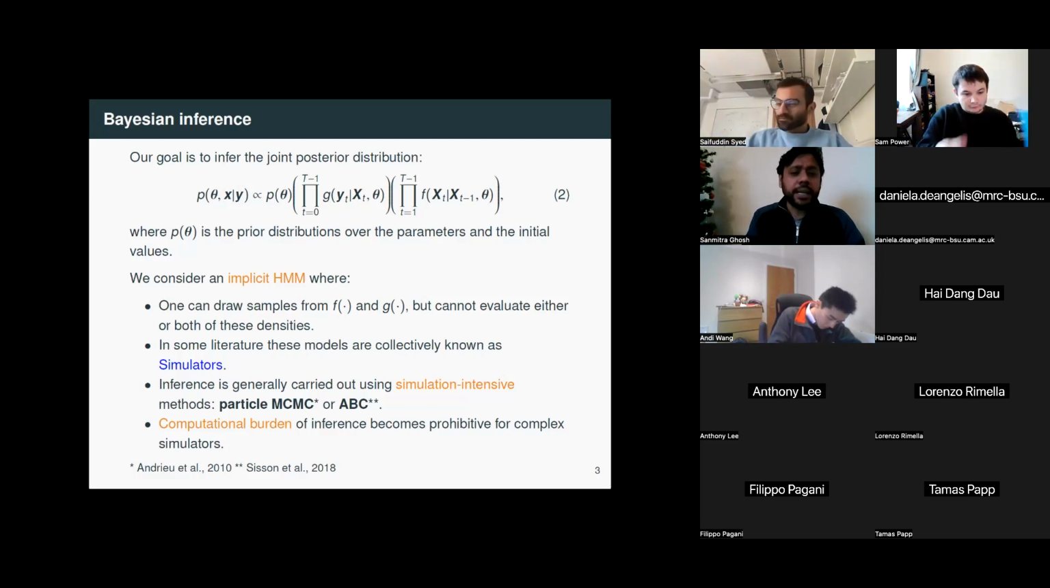Over the last decade, two standout algorithms that generally deal with these problems are the particle MCMC algorithm and the ABC method. ABC is not just an algorithm; it's an approach, and we can devise various algorithms out of it. One of the big problems of using these algorithms in practice in some of the models I've shown in my first slide is that a lot of simulation is required. When we are dealing with very complex processes, simulation is computationally prohibitive. That is one of the challenges in these implicit HMMs.